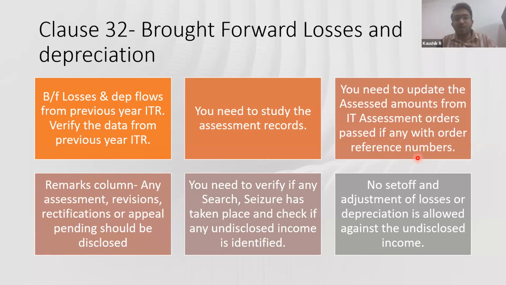While doing this, what precautions do we have to take? They have given one remarks column. In that remarks column, they are telling that any assessments, revisions, rectifications, or appeals pending should be disclosed. Suppose there is an appeal, a rectification, a revision, or an assessment going on, then we have to put in the remarks column that this is still pending.